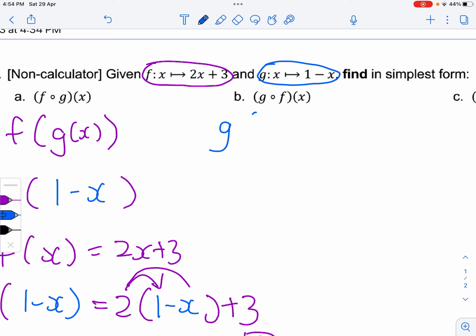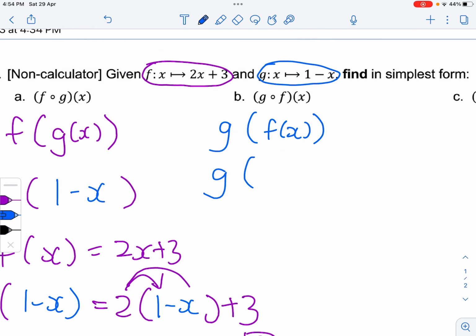So g of f of x, close bracket. Now this time we're going to do pretty much the same thing, except that we're substituting the opposite thing. And so again, the first thing that I want to do is substitute the f of x inside here. So we have g of f of x.